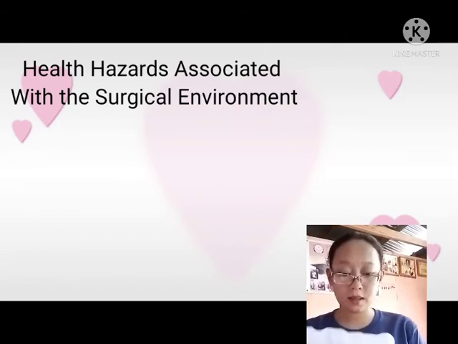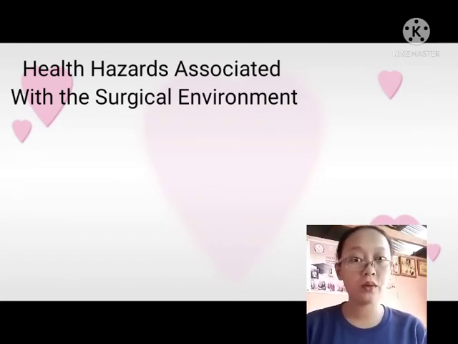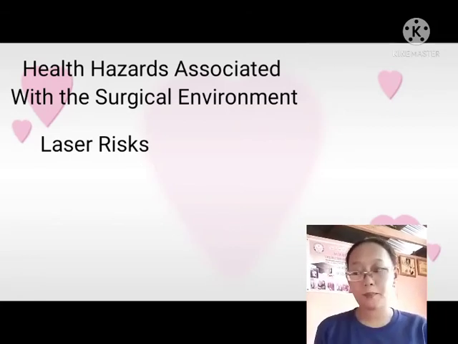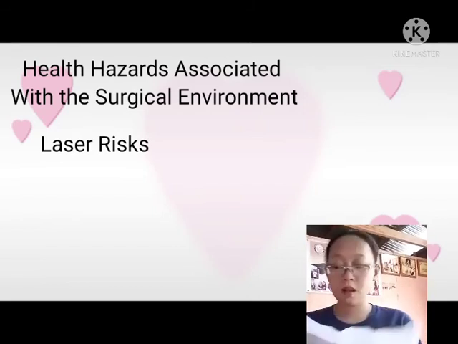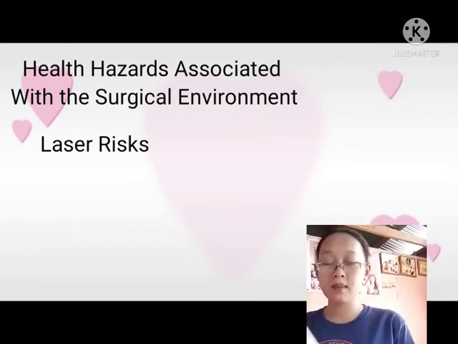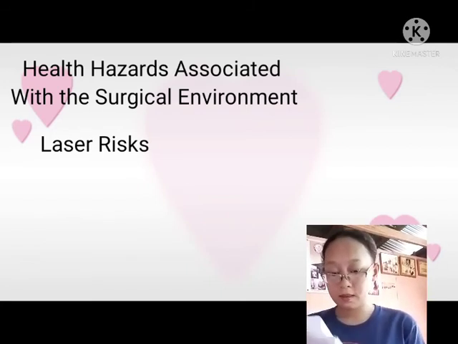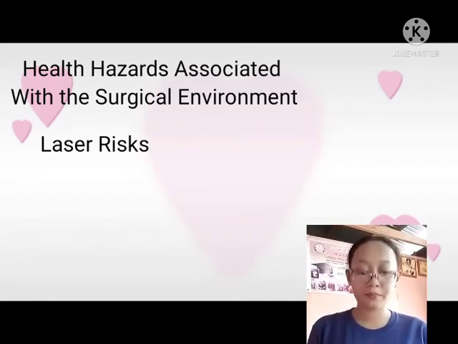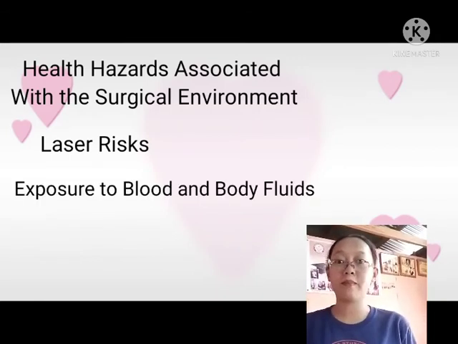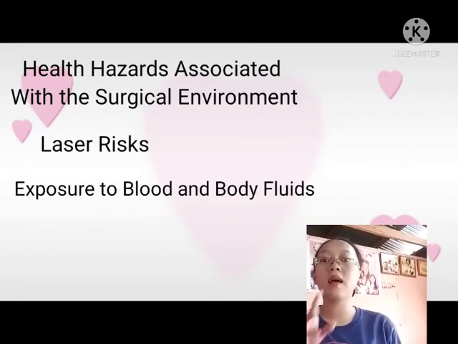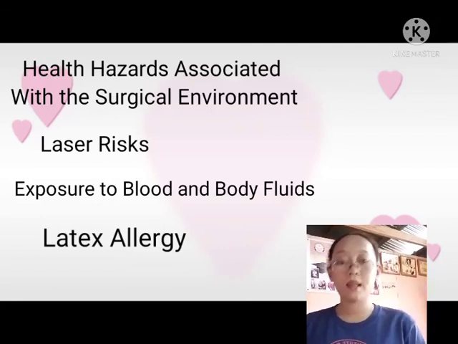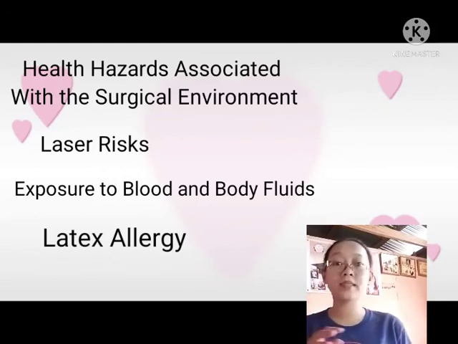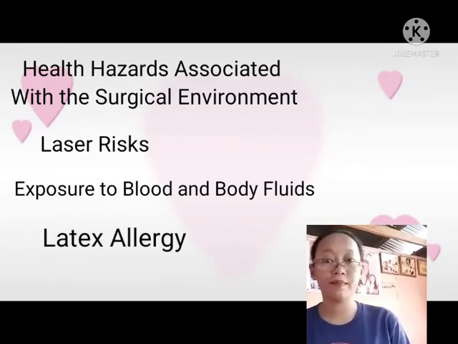So here are the hazards associated with the surgical environment, safety issues in the OR. These hazards we need to avoid because they affect our patient. Laser risk effects can range from mild skin burns to invisible injury to the skin and the eye. Exposure to blood and body fluids can cause HIV. Latex allergy: your body mistakes latex for a harmful substance, causing itchy skin on the hands.